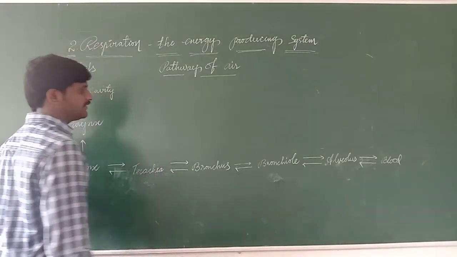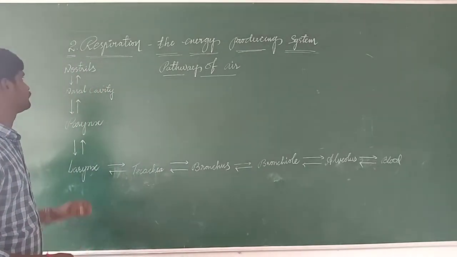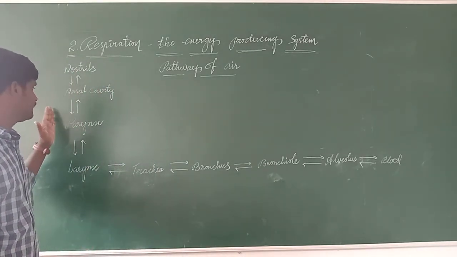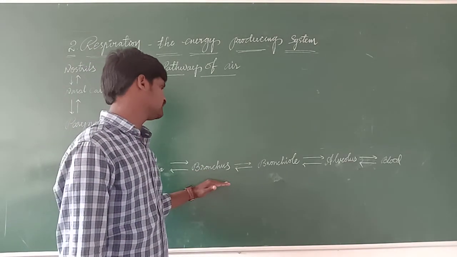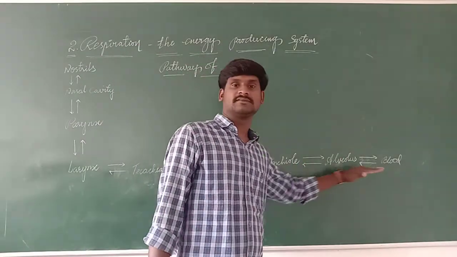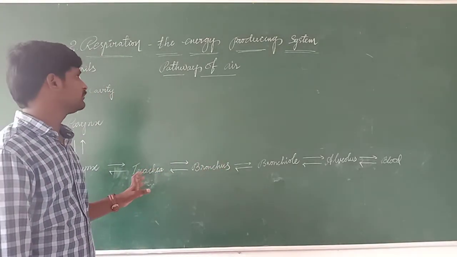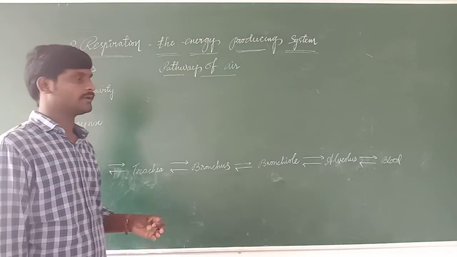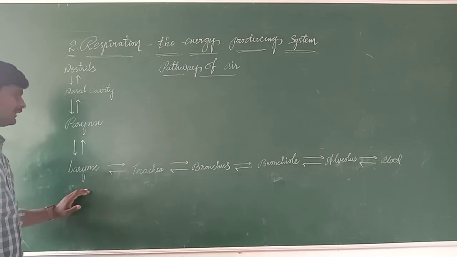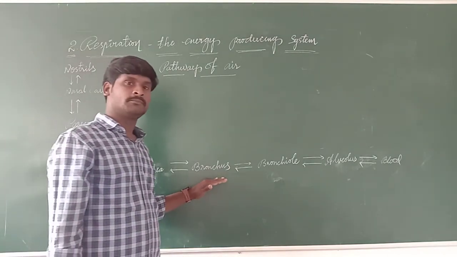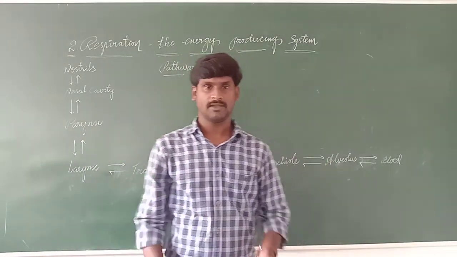If you want to know the pathway of air, these are the main steps involved: nostrils, nasal cavity, pharynx, larynx, trachea, bronchus, bronchiole, alveolus, bladder. These are the pathway of transportation of the air. Okay, it's a pathway.